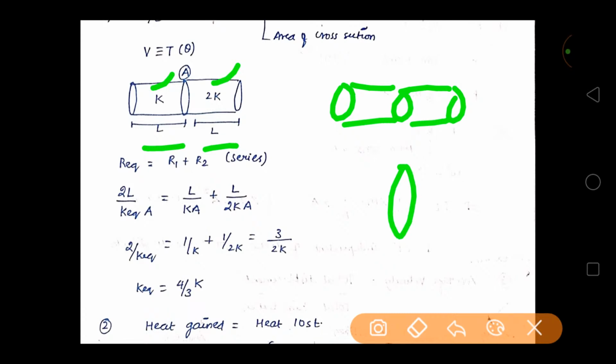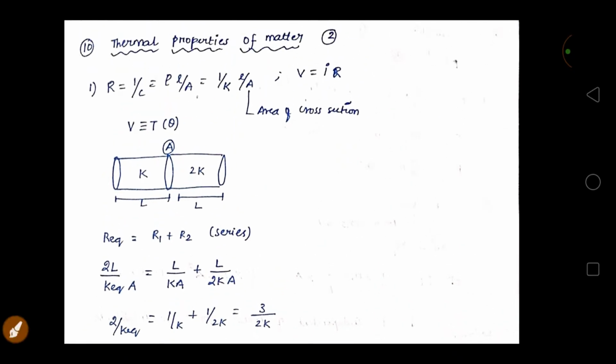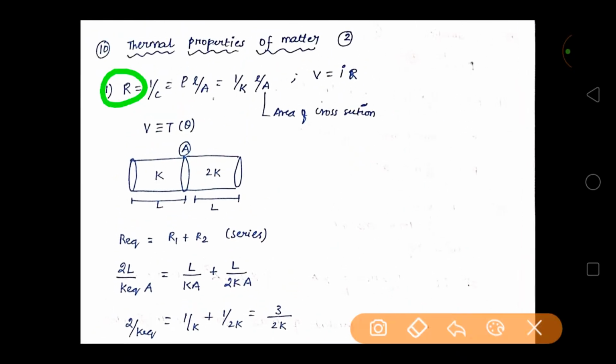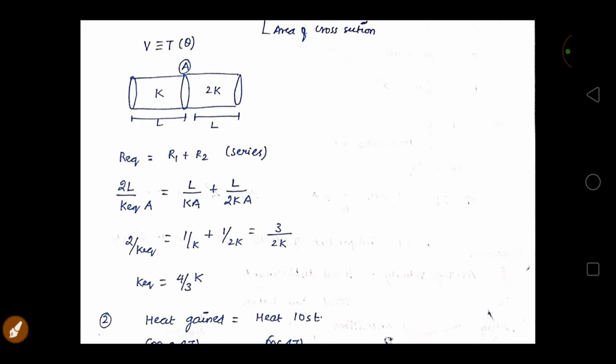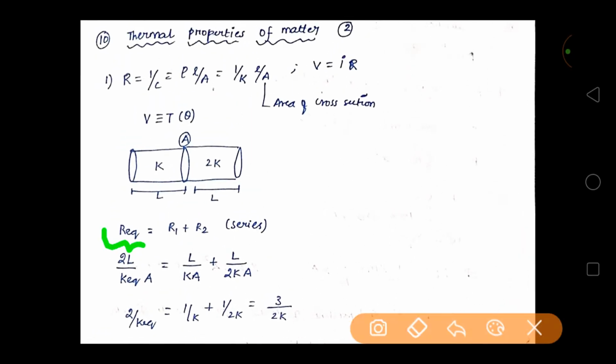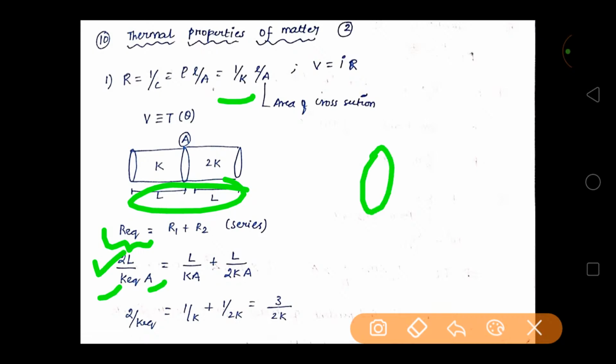Now for series, from current electricity we know R equivalent is equal to R1 plus R2. For thermal properties of matter we know the relation R is equal to 1 by K into L by A. Simply, no need to remember anything. So R equivalent for the entire length, what is the entire length? 2L. So 2L by K equivalent into area of cross section, which is same for the entire conductor.